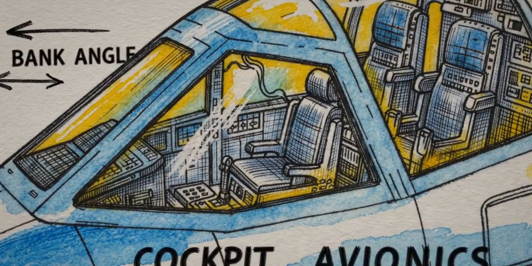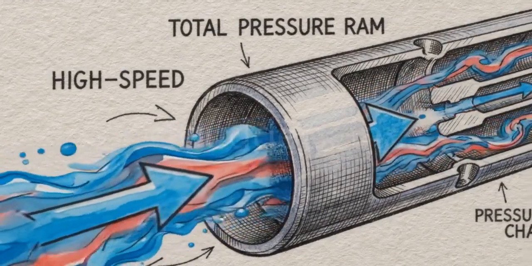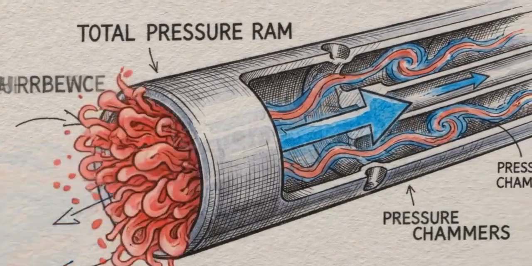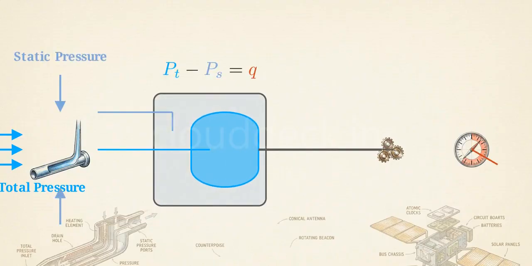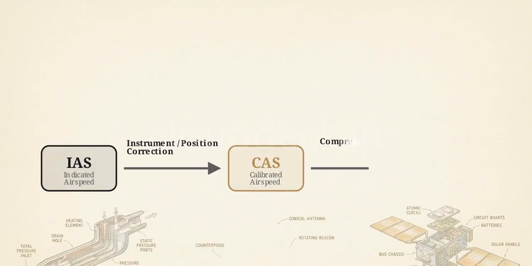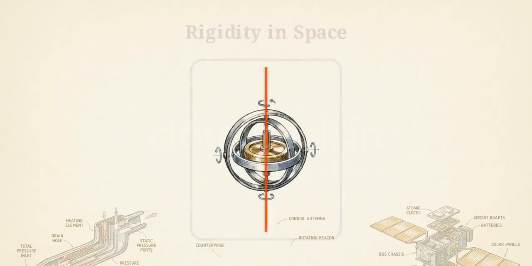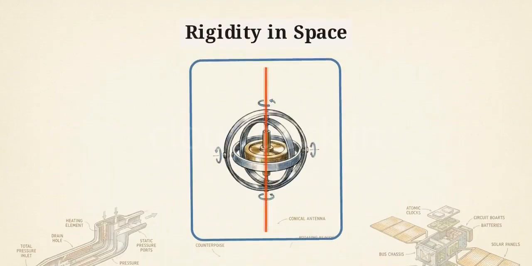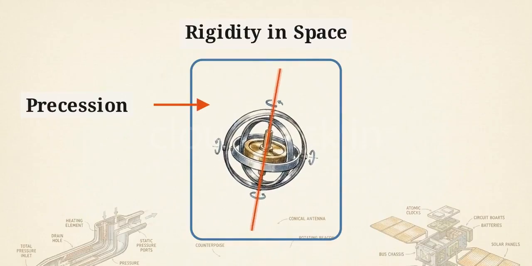onboard sensors for correction. Those physical corrections begin with the air data system, which captures raw atmospheric data through the aircraft's pitot tube. The system measures the total pressure of ram air, subtracting ambient static pressure to find dynamic pressure, or indicated airspeed. This data is then filtered through mathematical corrections for instrument placement, compressibility, and air density to calculate the exact true airspeed. Spatial orientation relies on mechanical gyroscopes, utilizing rigidity in space to stabilize the spin axis and precession to react to forces.